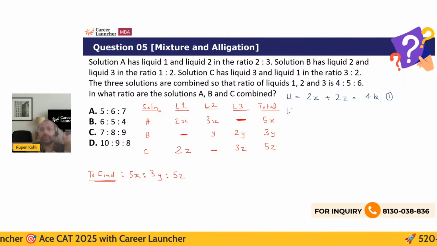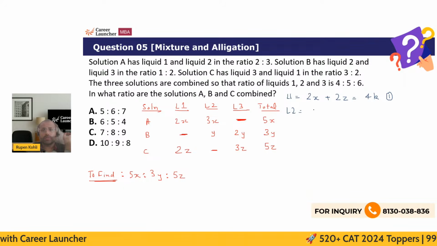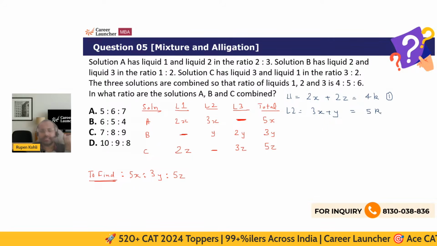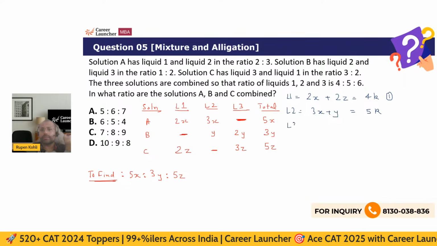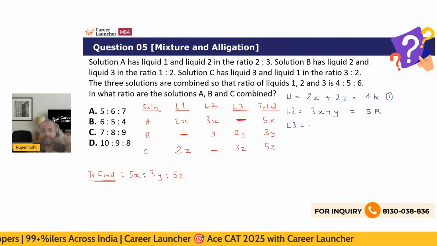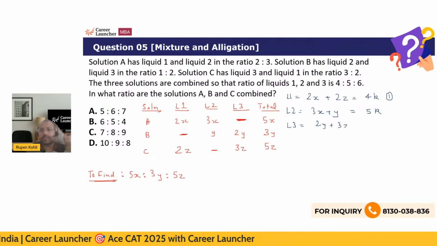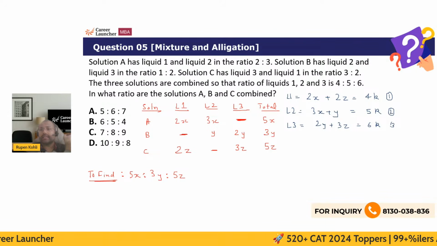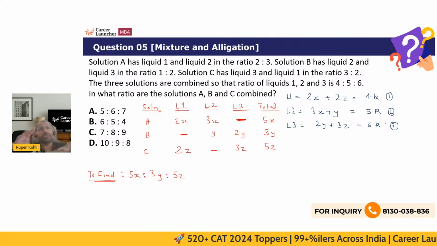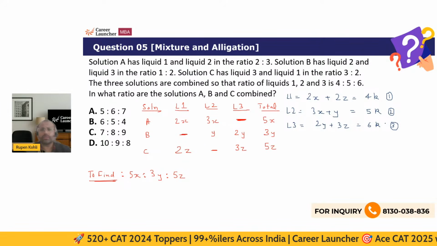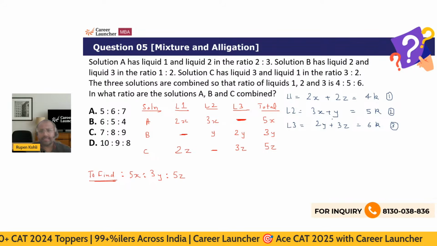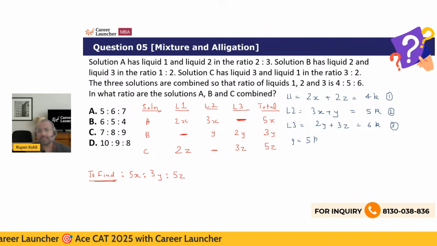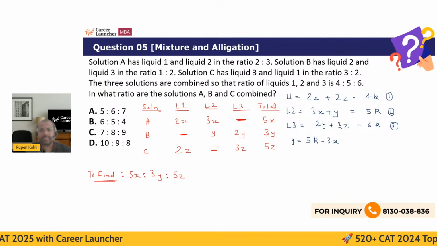The total volume of liquid 2, which is now 3x plus y, is 5k from the ratio, right? Yes or no? And likewise for liquid 3, the total is 2y plus 3z, and that is 6k. So it is these three equations which we have to solve and then get some relation between x, y, z. So basically we have to solve for x, y, z in terms of k. It's three variables, three equations. Let's do one thing. I can see y only has a coefficient of 1 in the second equation, so I will replace y as 5k minus 3x in some other equation, let's say in the third equation.